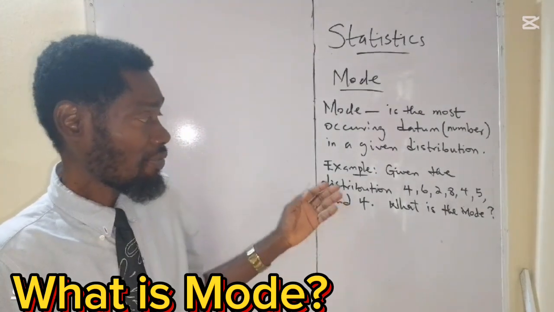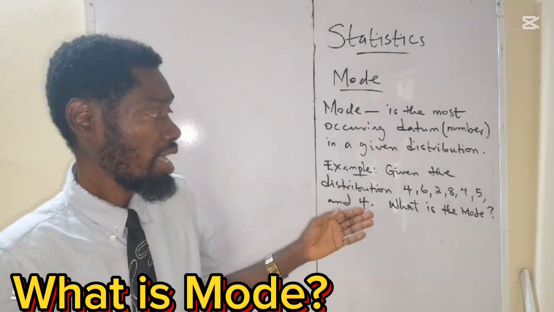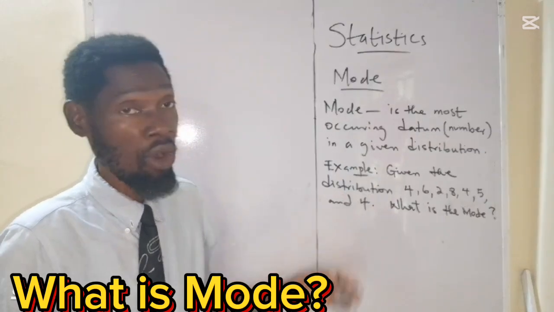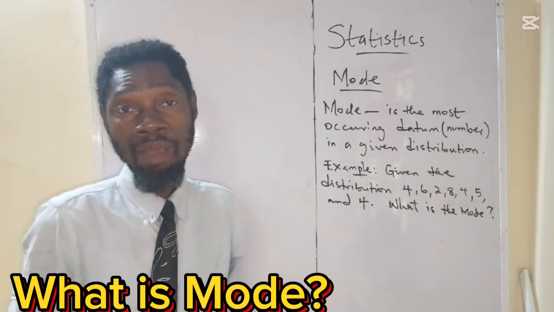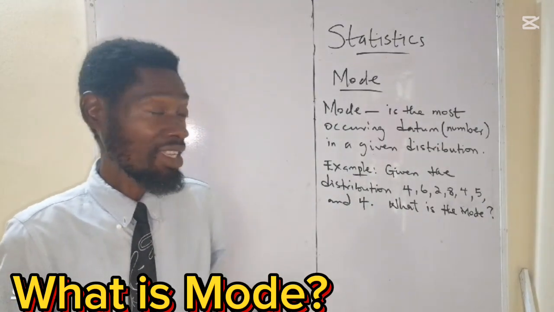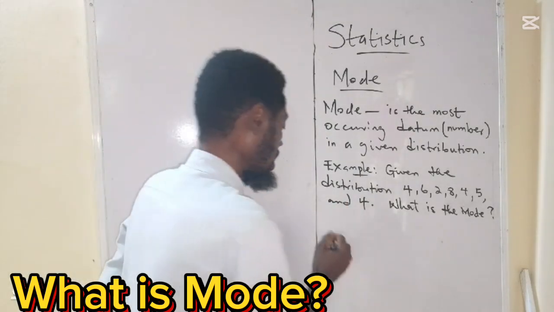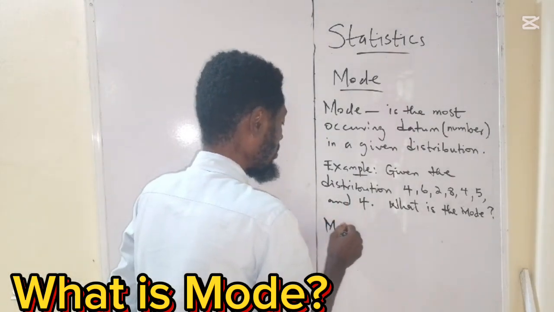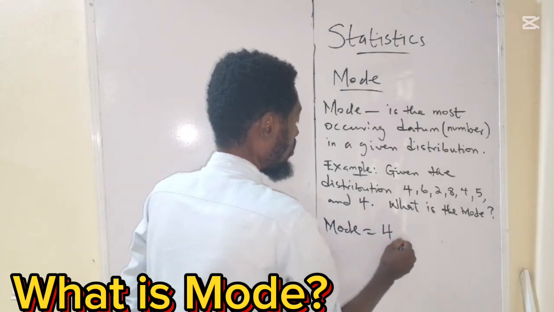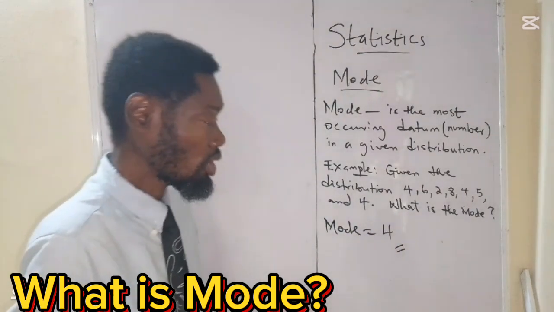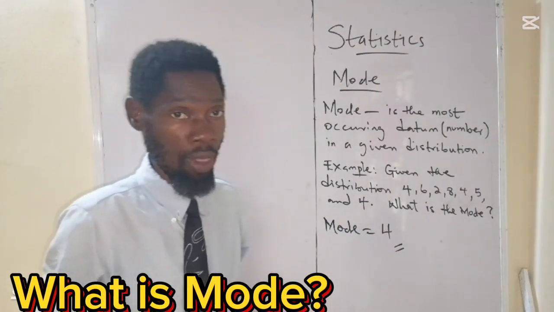When you look at 4, 6, 2, 8, 4, 5, and 4, the number that appears more than other numbers in this distribution is 4. So our mode is simply 4. So your answer is mode is equal to 4. That is the answer. Mode is equal to 4.